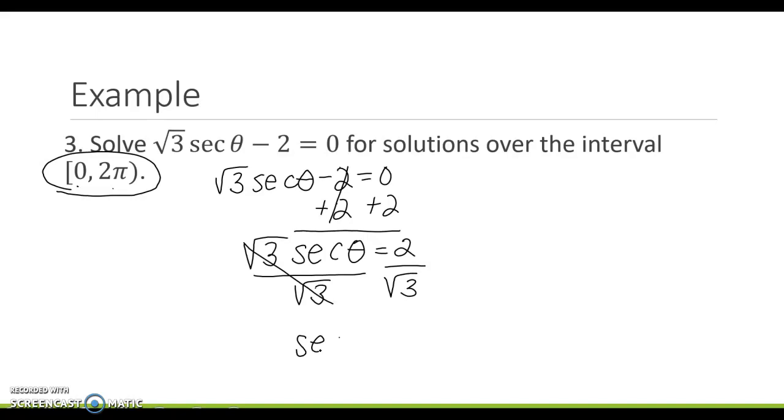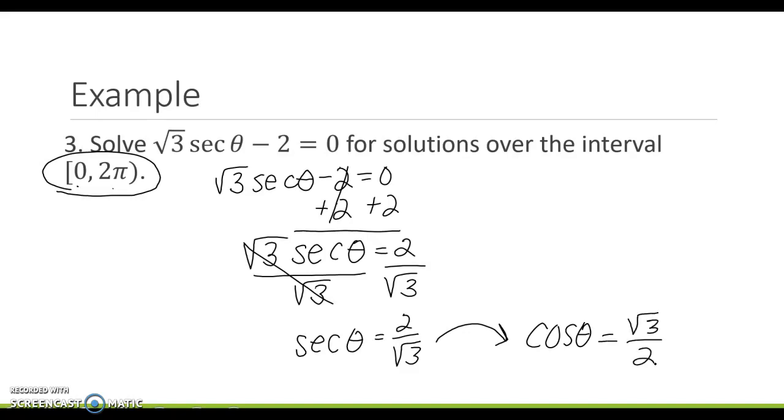And I get secant theta equals 2 over the square root of 3. Well, we don't work with secant a whole lot, but we do know from last chapter, Unit 8, our identities chapter, what its reciprocal is. The reciprocal of secant theta is cosine theta. So if secant theta is 2 over square root of 3, its reciprocal would mean that cosine of theta is square root of 3 over 2.